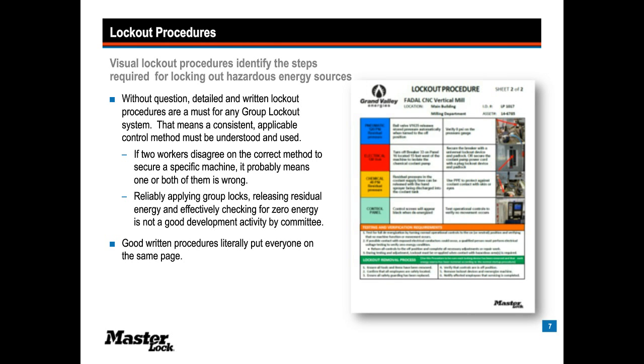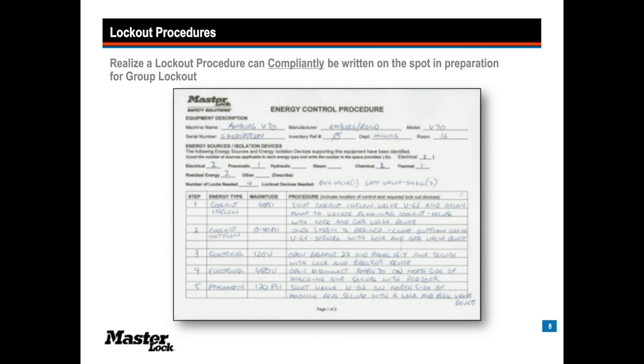Okay, and so what I want to emphasize is that it does not have to be a polished and finished procedure to be legal. But I would emphasize that if you're going into a group lockout situation where there is not a written procedure, having a handwritten type template, a place to note energy sources and the general order being followed and the idea that it was tested to zero energy, those handwritten notes constitute a written hazardous energy control procedure.